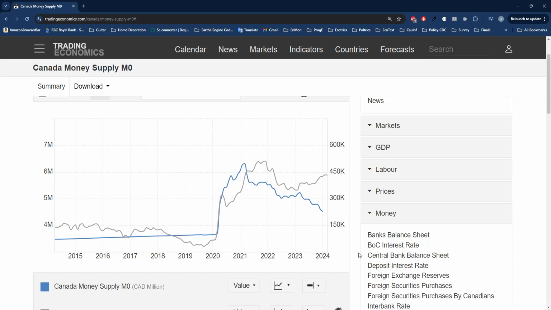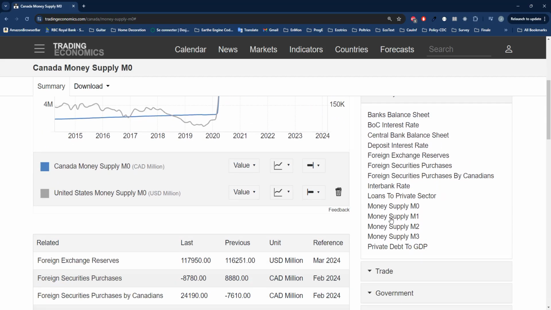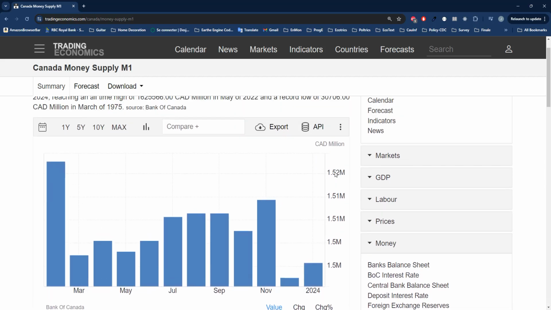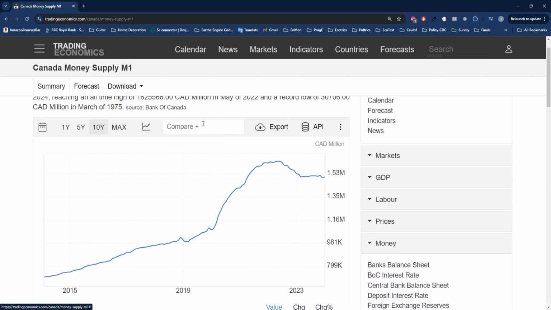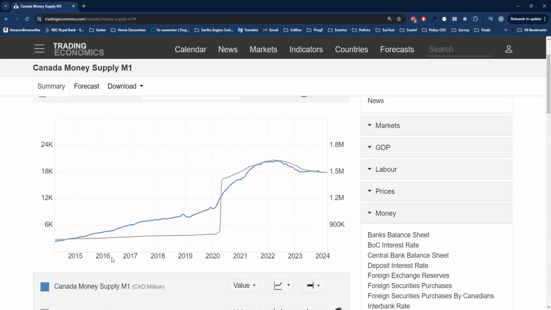Now it's very important for you to define what M0 is, okay? If you don't know how to do that, let me know and I'll send you a document explaining it. But I want you to first of all check and find out what M0 is. The second one you want to take a look at is M1. It's a form of money supply, by the way, 10 years. And at the United States, M1, and you can see how it looks like.